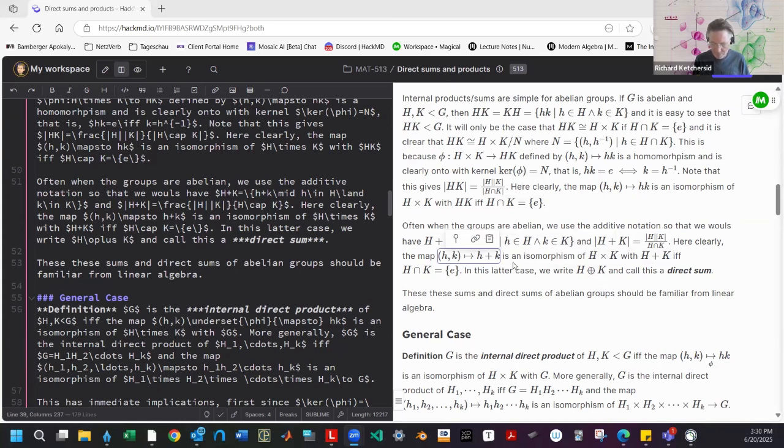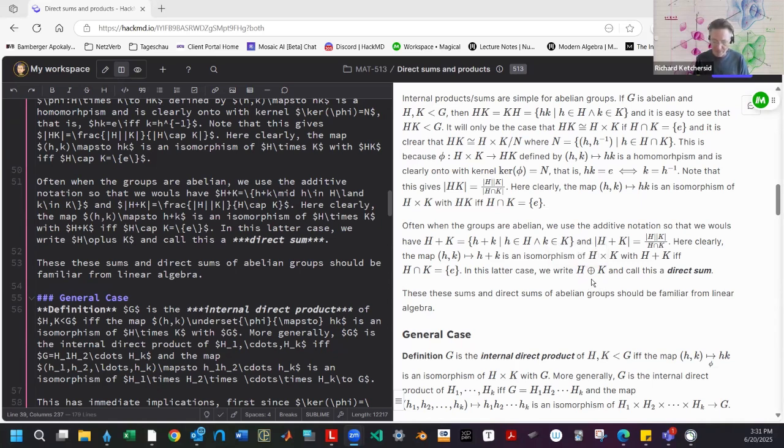And so we'd have this isomorphism in the case that H intersect K is just the identity element. We have this isomorphism between H cross K and H plus K, right? And that's when we say that we have a direct sum like this. And here I'm probably deviating from the way the book does it. So I'm sort of agreeing with the way that the linear algebra book did last when you took 512.